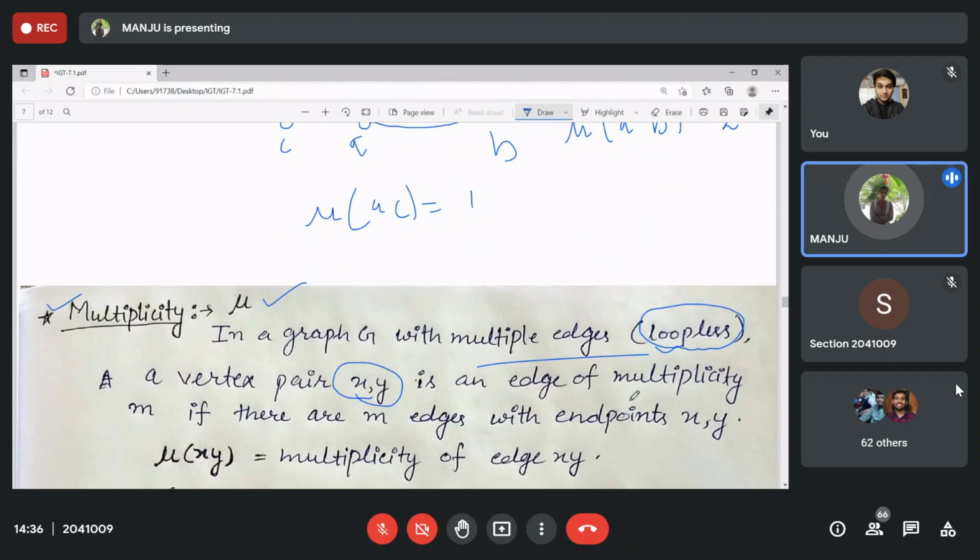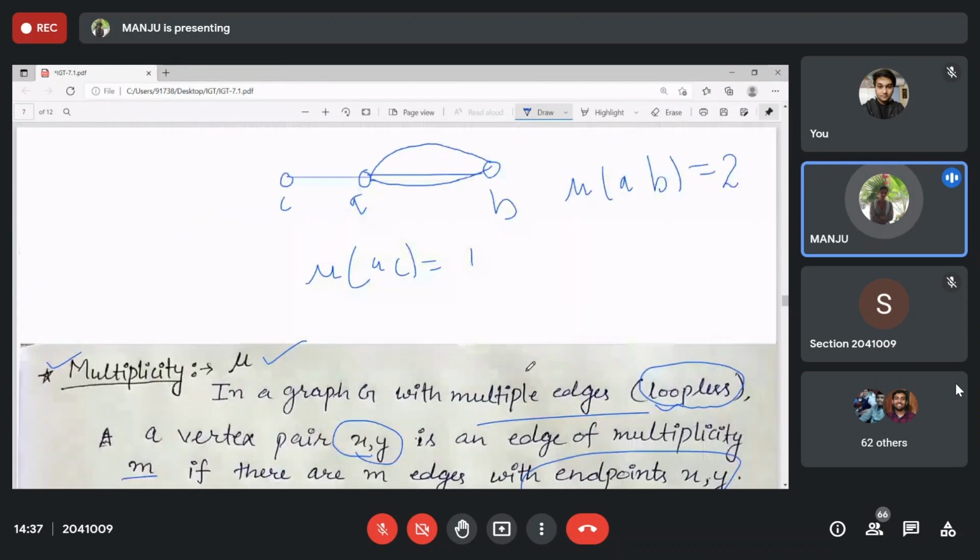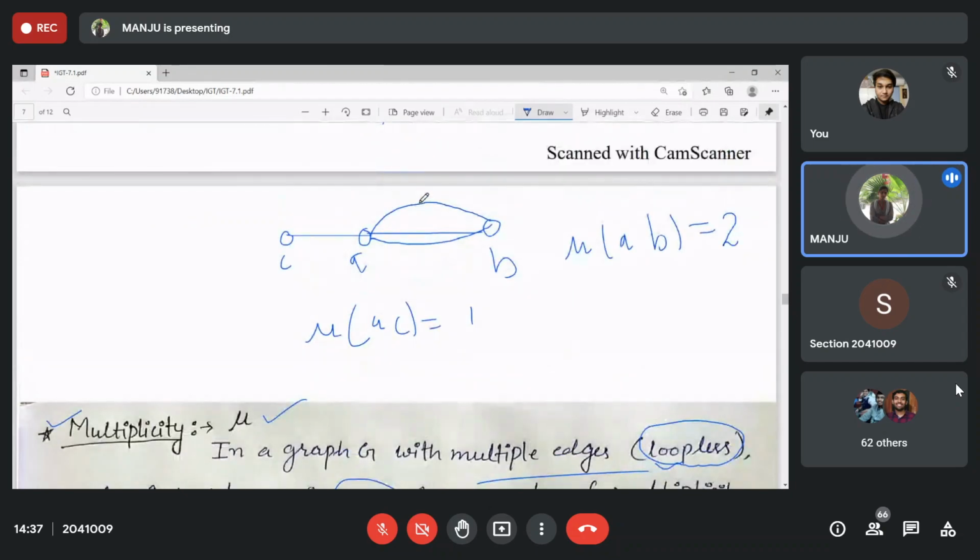So there will be multiplicity m if there are m edges with the endpoints x and y. So our notation is x comma y, or you can also denote it by yx, the multiplicity of edge xy. Why? We are having an undirected graph, so we can write xy or yx, it doesn't matter.